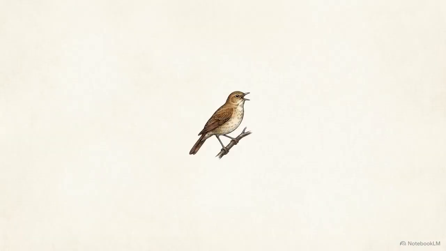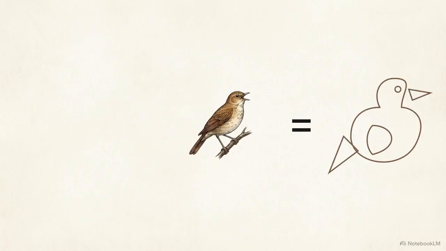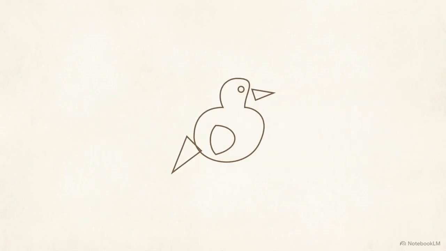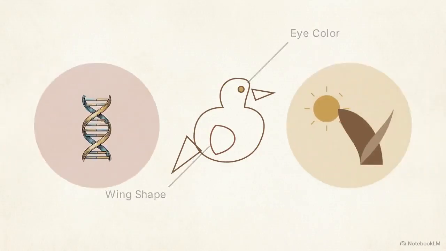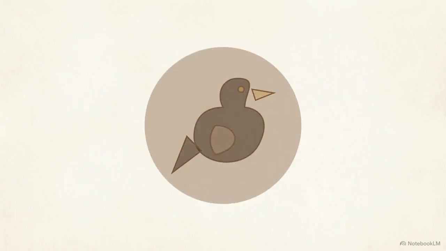Tinbergen's foundational premise was to treat behavior as a measurable phenotypic trait. A phenotypic trait is any observable characteristic of an organism, such as its wing shape or eye color, resulting from the interaction of its genes and its environment.